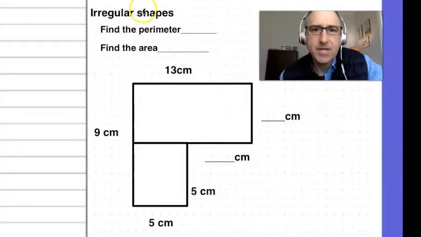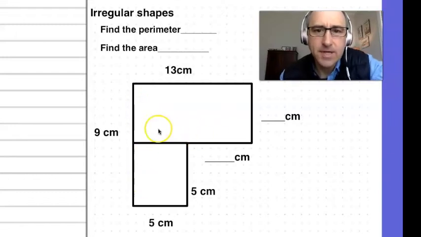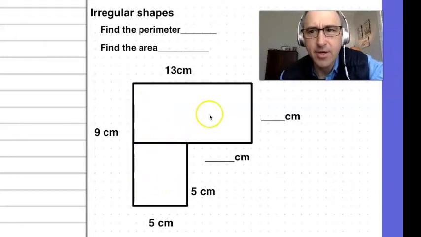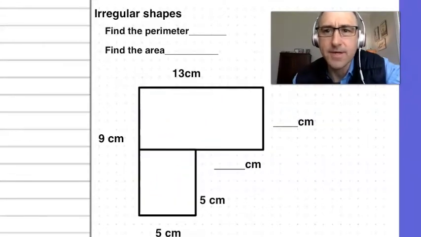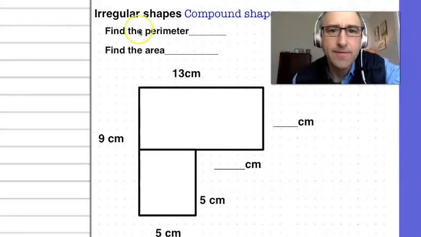So on the bottom of the second sheet we have irregular shapes, and you notice that this looks like it's made up of a square with a bigger rectangle on top. Another word for this, and this is what they call it in IXL, is compound shapes. More than one shape. You're going to find the perimeter by adding up all the sides, and then we're going to find area.